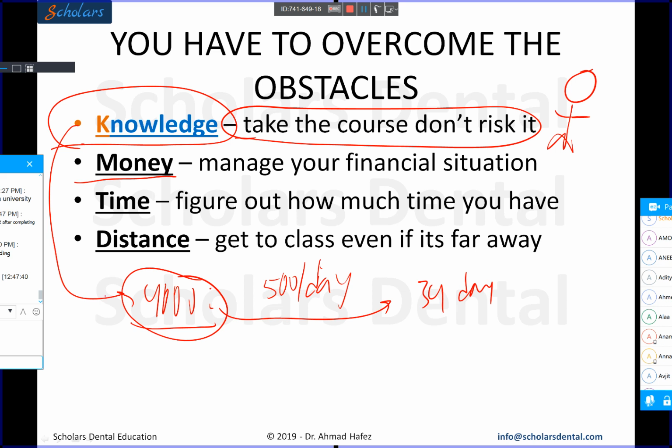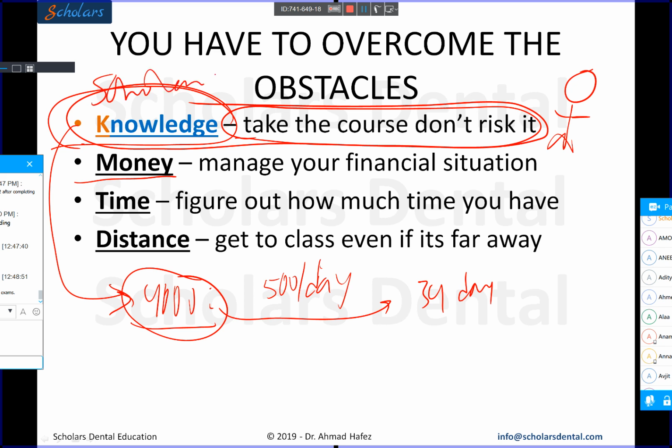If you're finding that this is something difficult, then you're not willing to invest in yourself. You're not willing to sacrifice for this whole process. You know, because the skills is going to cost you around $20,000 to $30,000. But we're here to give you the knowledge, and I can assure you that what we teach you is going to be enough and beyond, okay, 100%. That's what we're going to take care of, Scholars Dental. We're going to take care of your knowledge.